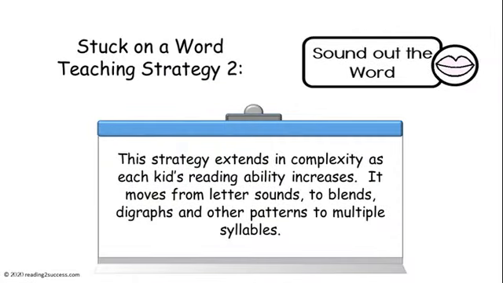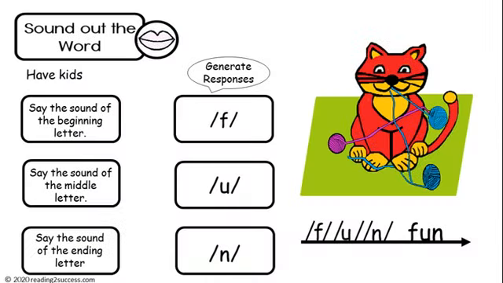The second strategy, sound out the word, is a decoding strategy. This strategy extends in complexity as each kid's reading ability increases. It moves from letter sounds to blends, digraphs, and other patterns to multiple syllables. In this example, our second strategy is sound out the word, and again, that is decoding. We would have kids say the sound of the beginning letter, say the sound of the middle letter, and say the sound of the ending letter.